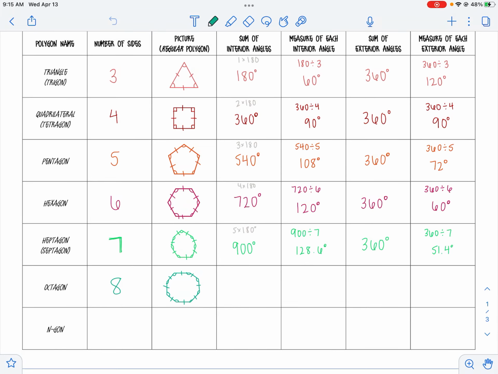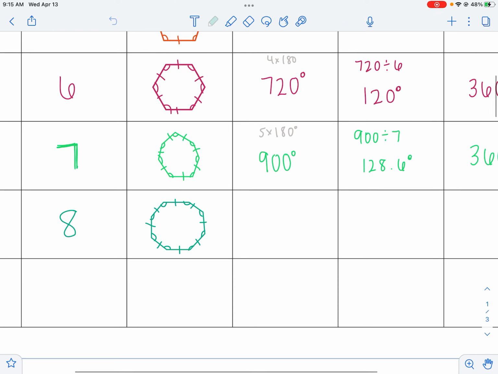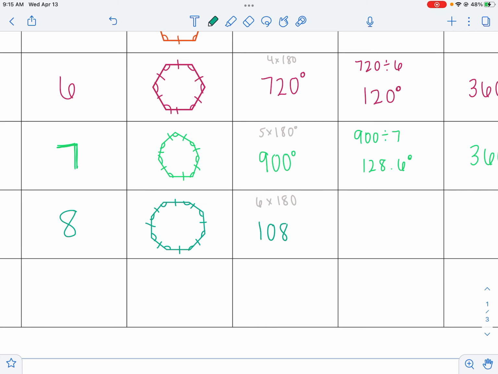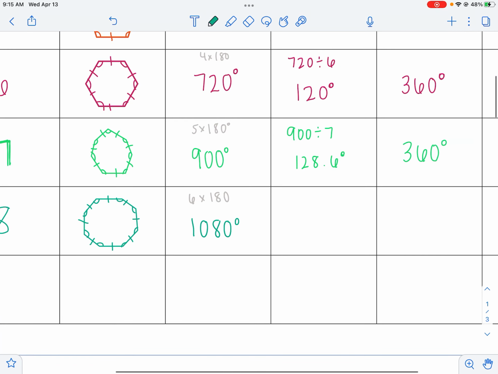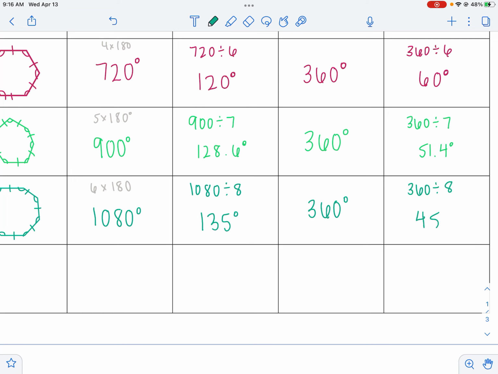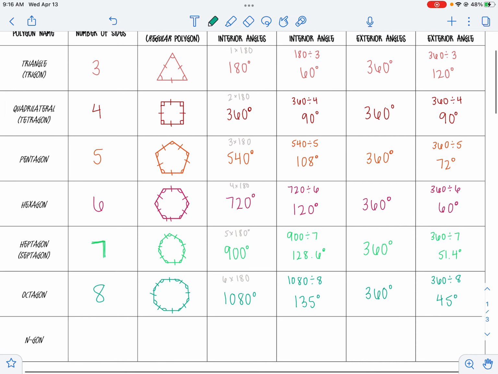So jumping back in with an octagon here, hopefully you were able to figure out this pattern. The previous one was 5 times 180, so this one would be 6 times 180, and that's 1080 degrees. And then to figure out what 1 is, I take that number and divide it by 8. That gives me 135. Notice it's been increasing, so we're good to go. Exterior is still 360. And then to just find one exterior, I'm going to do 360 divided by 8, and that would be 45 degrees.